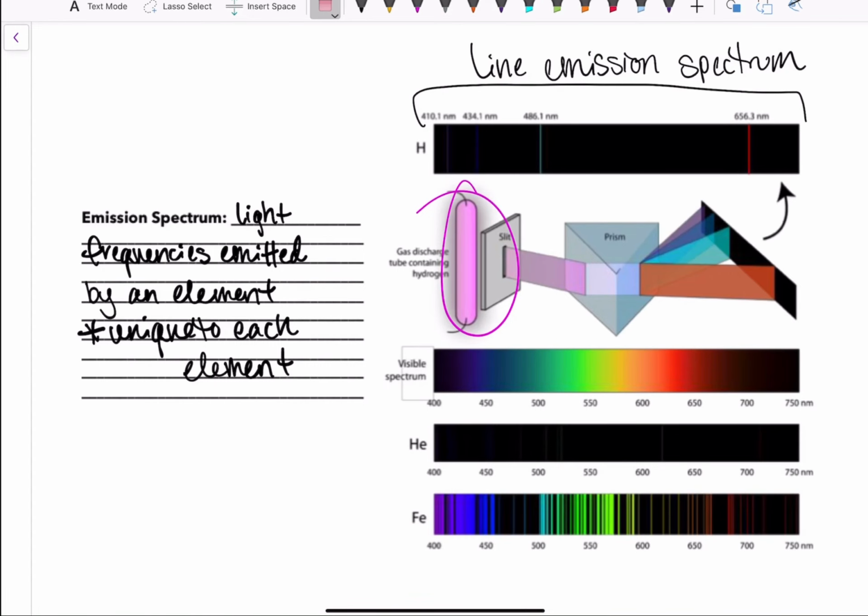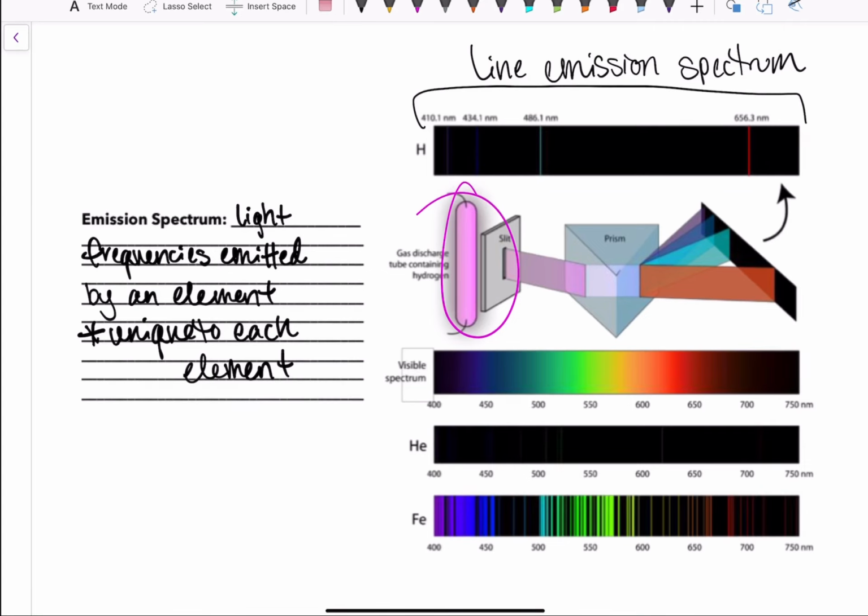On the flip side, you guys might also see, instead of a line emission spectrum, something called a line absorption spectrum. Really, it's just kind of the opposite of this. So instead of the background being black and then seeing the different colors that show up, its background has the full spectrum, and then you might just see bands of color are missing, and that would be the absorption spectrum, just in case you hear that as well.